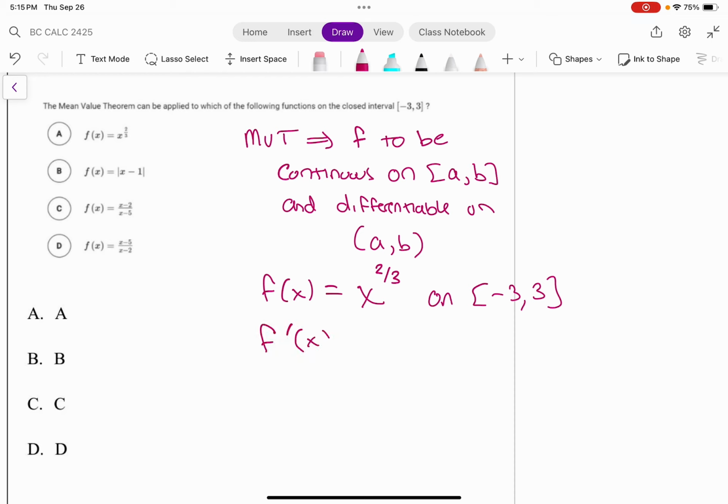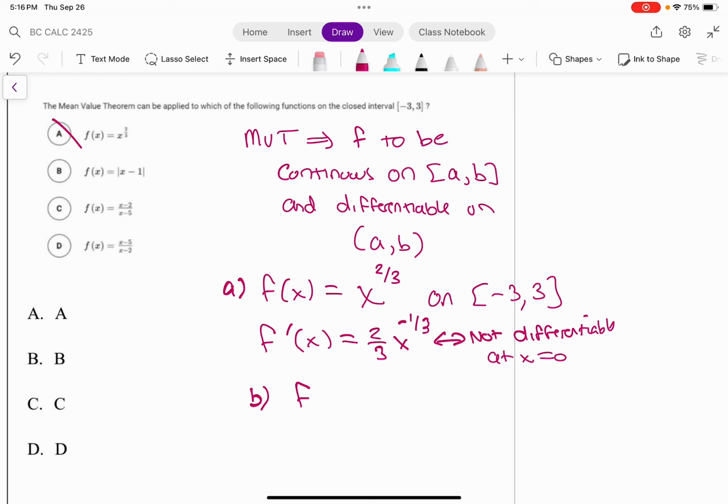But if you take its derivative, you'll learn that it's not differentiable at x equals 0, right? Because you'd be dividing by 0. We've got a negative exponent. So it's not differentiable at x equals 0. And 0's on that interval, so it's not that one. How about B? Well, B is the absolute value function, which has those notorious corners. That's gonna have a corner at 0, so it wouldn't be differentiable. Okay, so that's gone.